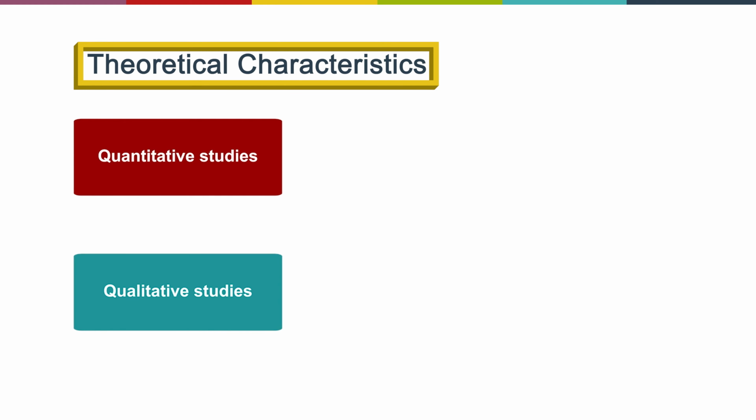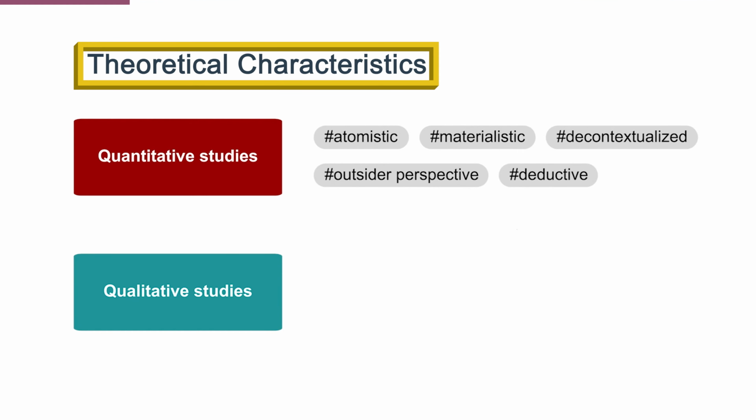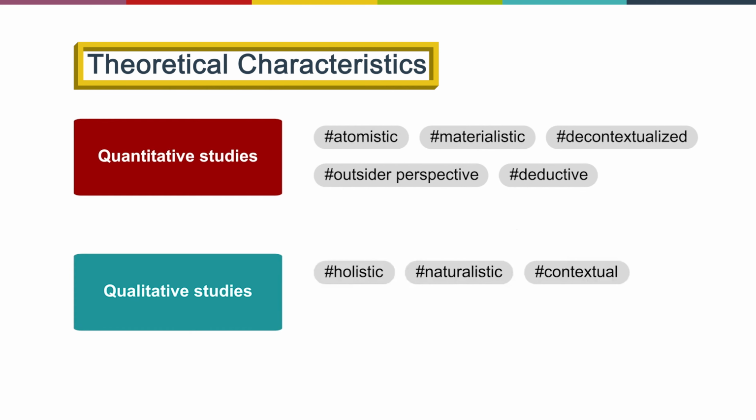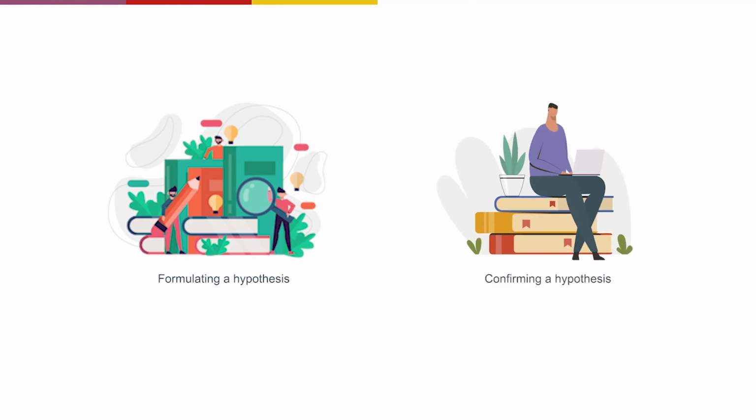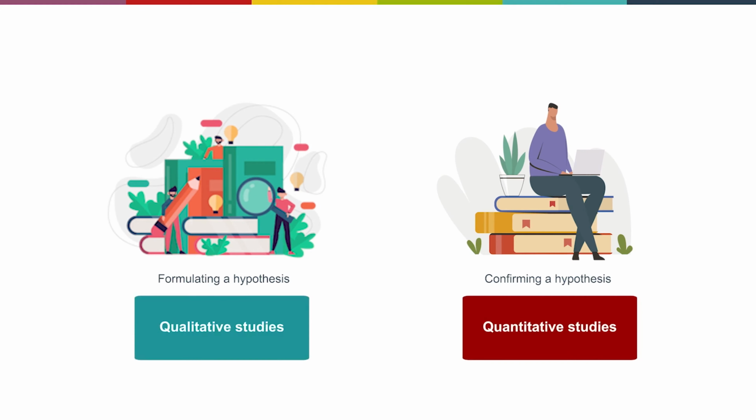Theoretical characteristics. Quantitative studies could be described as atomistic, materialistic, decontextualized, outsider perspective, deductive, etc. Qualitative studies are often described as holistic, naturalistic, contextual, insider perspective, and others. Some studies aim only to formulate a hypothesis. Other studies aim to confirm a hypothesis. Usually, qualitative studies aim to formulate a hypothesis. Quantitative studies normally aim to confirm a hypothesis.